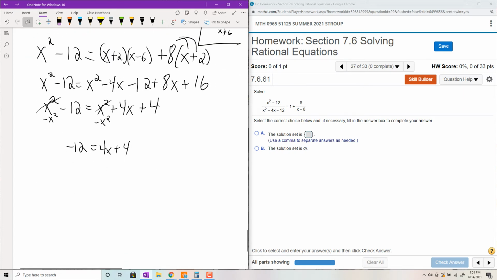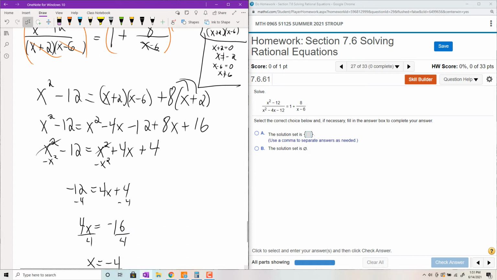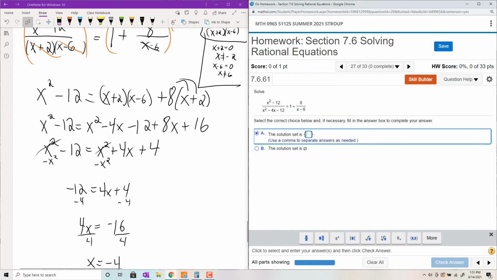Isolate the variable term, so I'm going to subtract 4 on both sides and flip-flop sides. So I got 4x equals negative 16. Divide both sides by 4. Yeah, it's negative 4. Compare that to your restrictions. It's not restricted, so that should be your answer, negative 4.